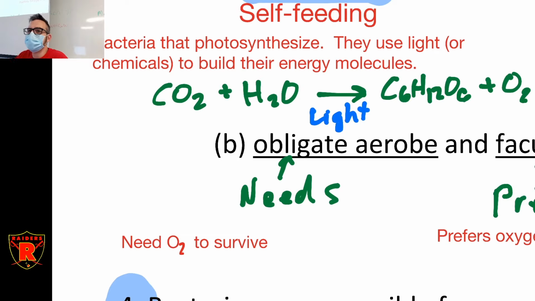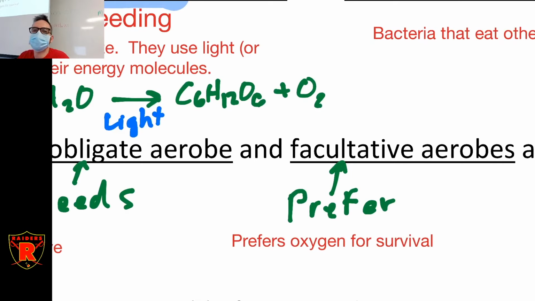Or you could say, yeah, it'll use oxygen to do its metabolism, but it doesn't need it. If it doesn't have oxygen, it just does something else. It prefers oxygen. That's called a facultative aerobe. Facultative means that it prefers that, but it doesn't need that. A lot of bacteria are facultative aerobes. So you can put them in a jar and yeah, they'll grow, but they won't grow as fast as they would have if they weren't in a jar and had easy access to oxygen.